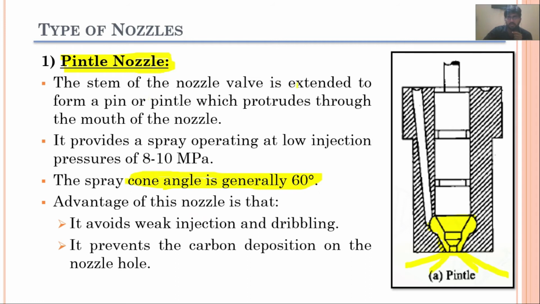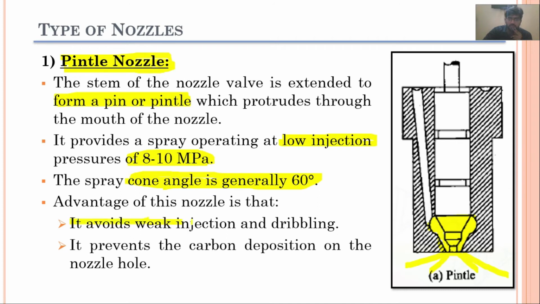So the stem of the nozzle valve is extended to form a pin or pintle. That's what I mentioned earlier, that the shape of this type of nozzle is basically just like a pin. That's why these nozzles are called pintle nozzles. It provides a spray operating at low injection pressures of about 8 to 10 megapascals. And as I already mentioned earlier, the cone angles of these pintle nozzles are quite high, and they are generally about 60 degrees.